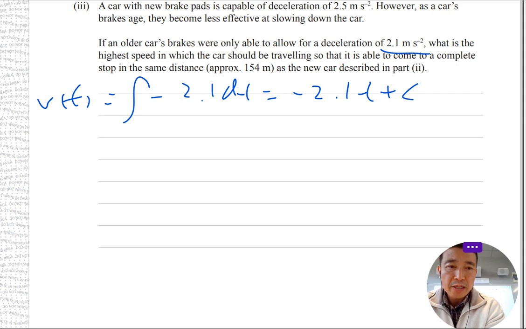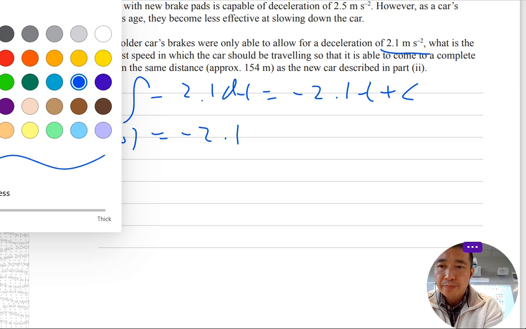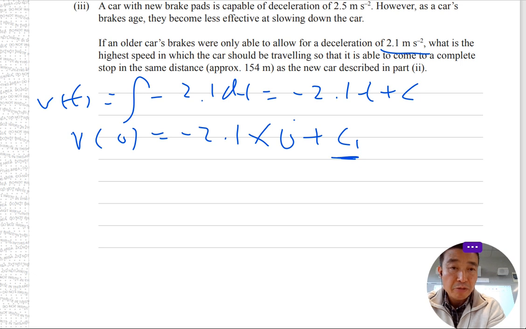So the question here actually is, what is the velocity when the time is naught? So that is negative 2.1 times 0 plus c. So that is the speed we want. I'm going to name this one C1. There is a reason why you will find shortly.